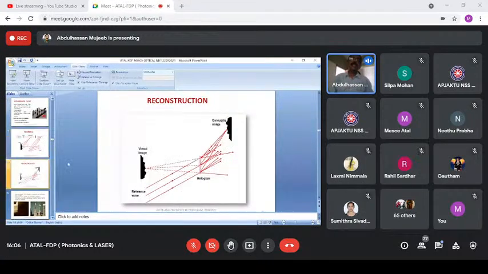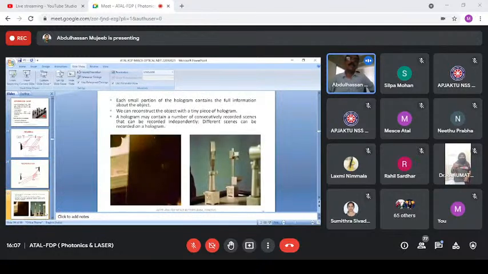Then the second part is to reconstruct the image, the virtual image of the object. We irradiate light. Here, a laser is not necessary. We can even use white light or some other source for reconstruction. That means in the first part, recording of the hologram, interference and coherence are involved, so a laser is essential. In the reconstruction part, we can use any light, not necessarily coherent light.